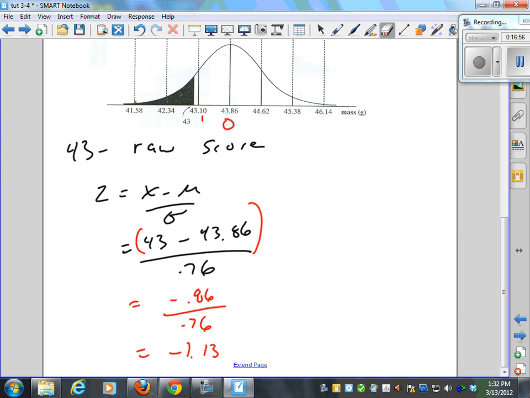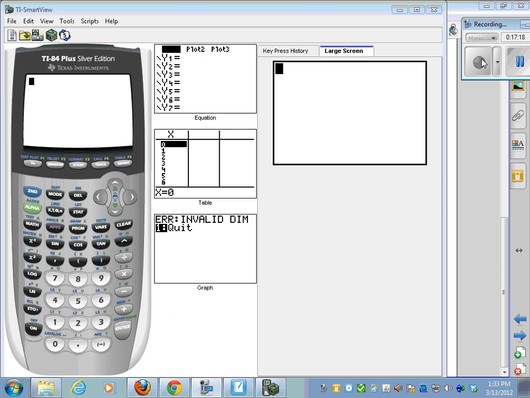Okay, so how do we do it? What you have to do is convert this minus 1.13 to a percent. If it was right on a whole number, we would just add up those numbers on top. We don't have that ability anymore, so we have to use our graphing calculator. We're going to convert minus 1.13 to a percent. To convert to a percent is very, very simple.